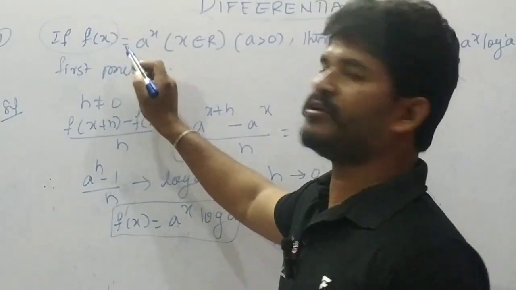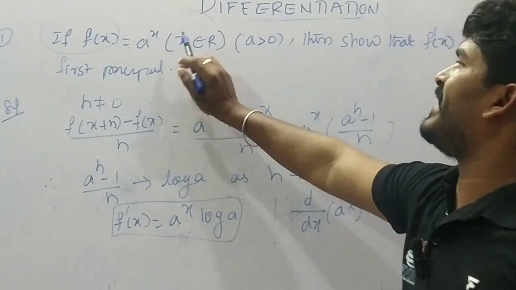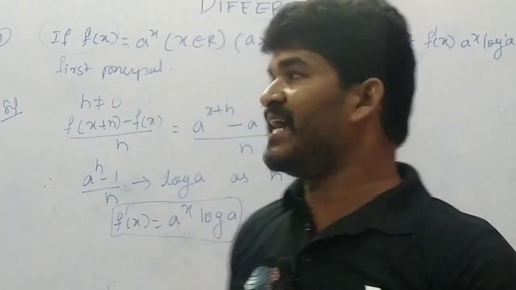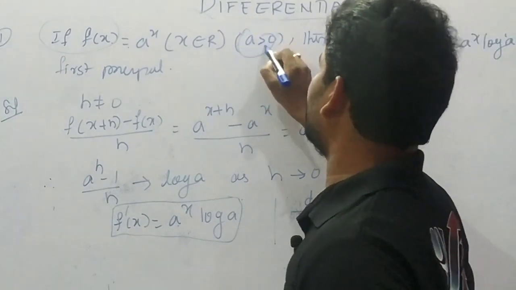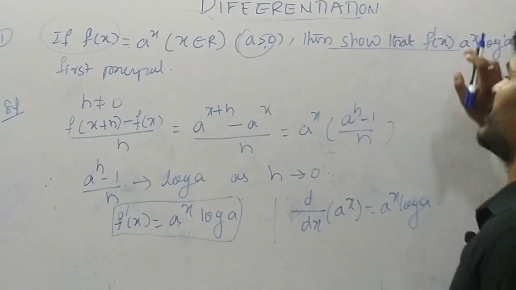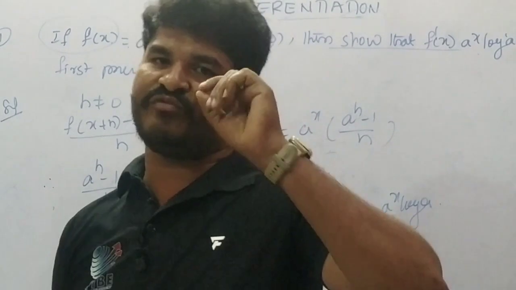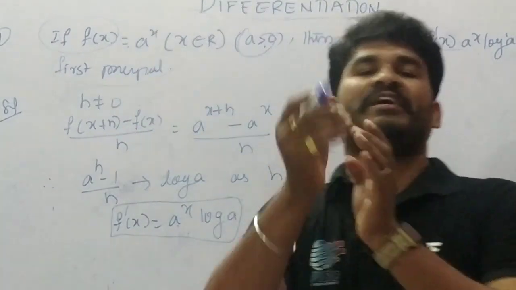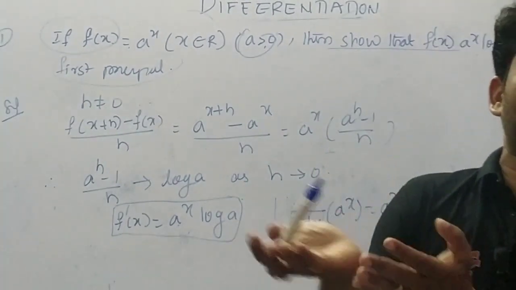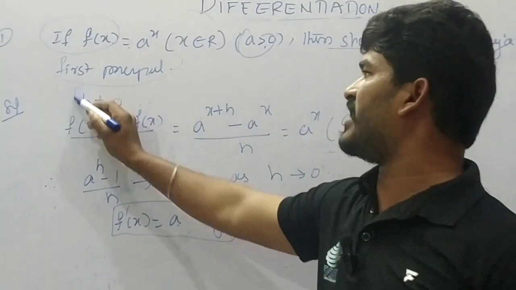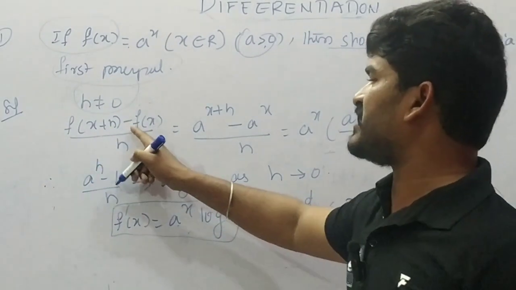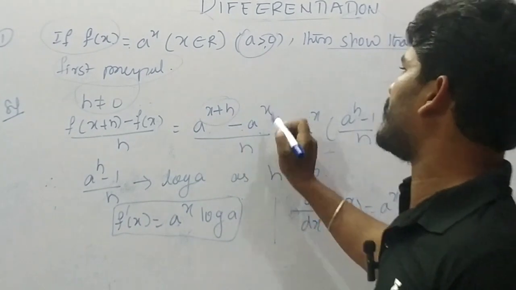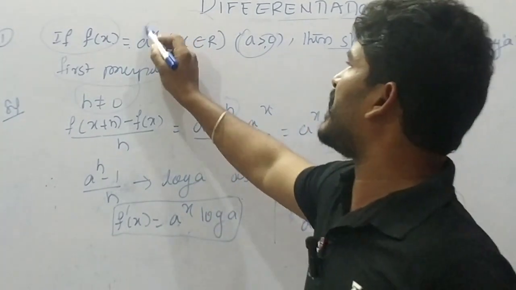If f of x equals a to the power x, where x belongs to R and a is greater than 0, then we show that f dash of x equals a to the power x log a, by the first principle. Here, as h tends to 0, f of x plus h minus f of x divided by h equals a to the power x plus h minus a to the power x divided by h. The condition here is h not equal to 0.